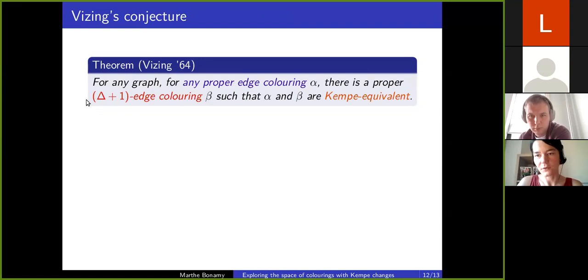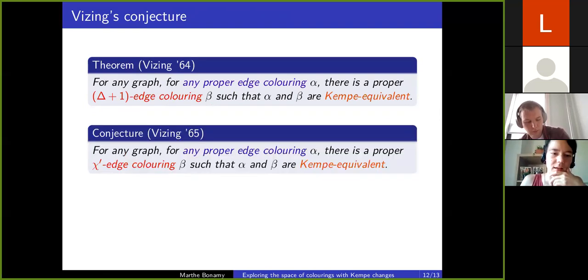Actually, you need to use, not really need, but the only way so far we know how to prove it is through Kempe swaps. And one thing which I find really intriguing is that just a year later, he conjectures that you can do better. True, from any coloring, you can reach delta plus 1 colors. So the number of colors you need to color the edges of the graph is at most delta plus 1.